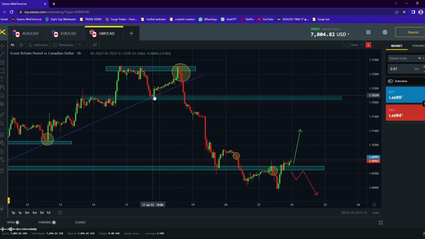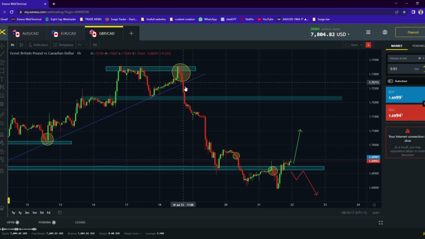So this right here is a support that was created above this resistance. This support made a push to the upside till the double top right there, which was on the 14th and 17th, Monday last week. That position was retested on the 18th, which was Tuesday, and a double top was created, which created an opportunity for a sell on GBP Canadian.